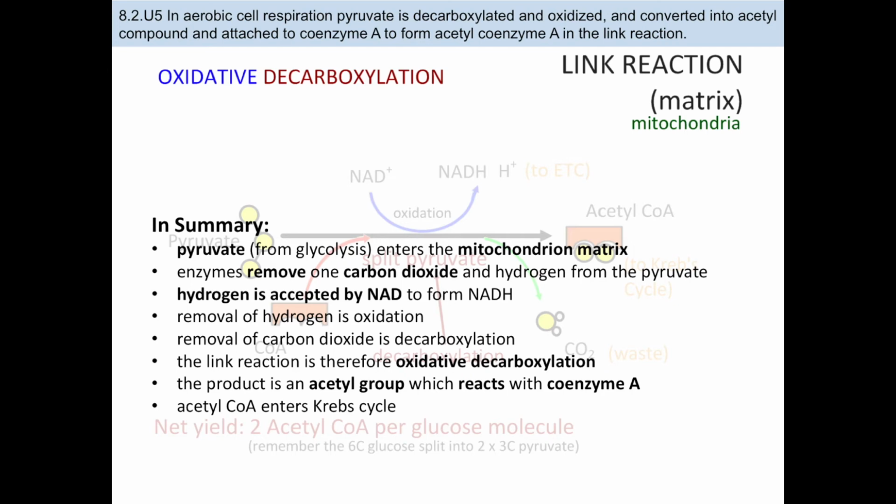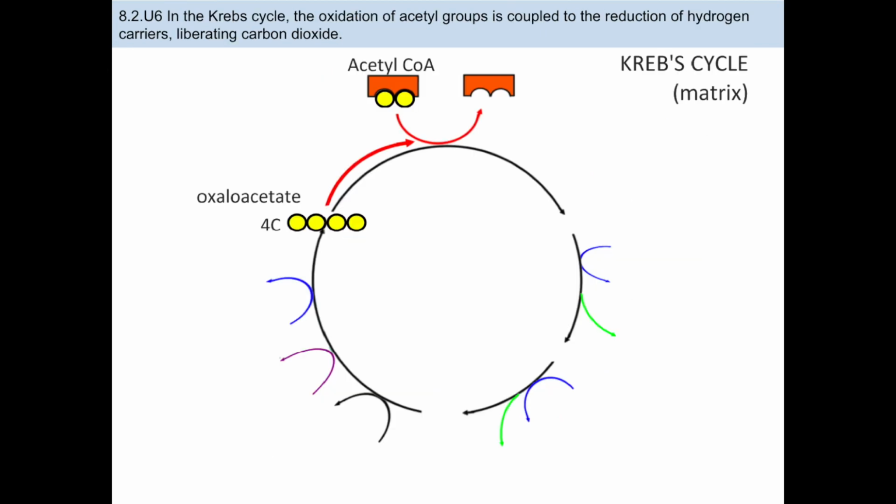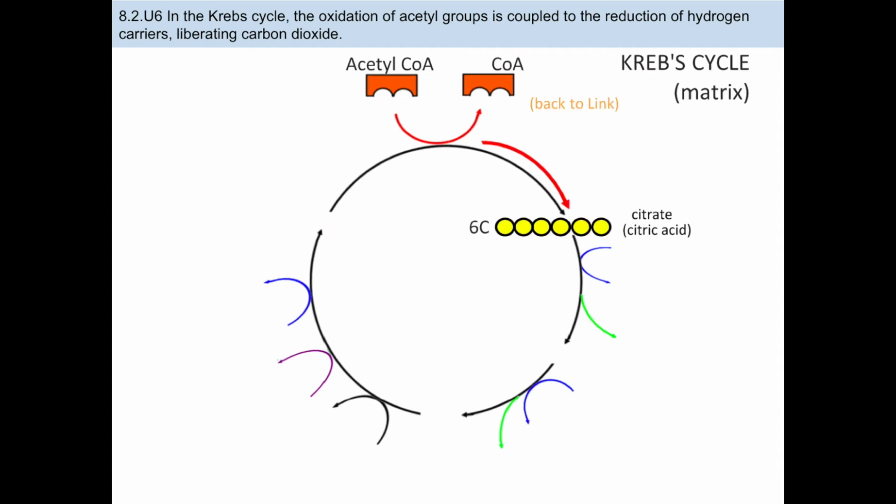What are our products? Acetyl group, which proceeds to the Krebs cycle. Carbon dioxide also is a product, and NADH is our product. Where did this come from? The link reaction. This was our product in the link reaction. So in the matrix, it will bind with a 4-carbon molecule. You don't need to know, but it's oxaloacetate. Just know it will bind to a 4-carbon molecule. So 4 plus 2 is 6, forming a 6-carbon molecule called citrate. You don't need to know again. Just know 4 plus 2 becomes 6.